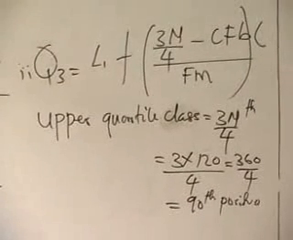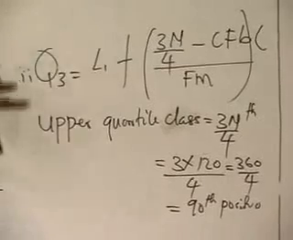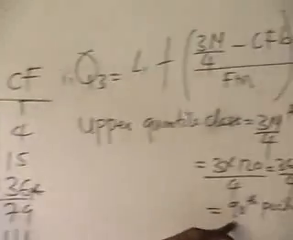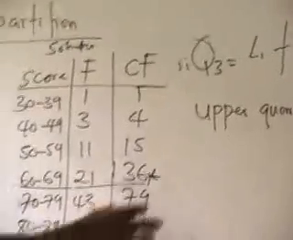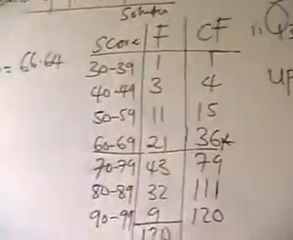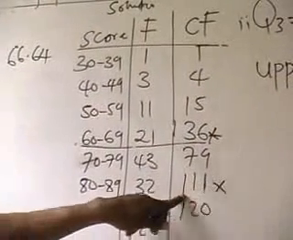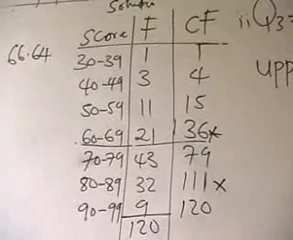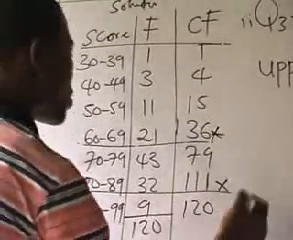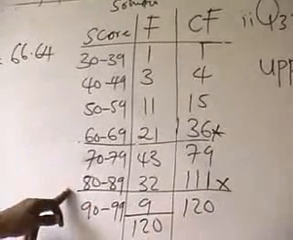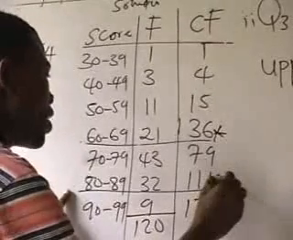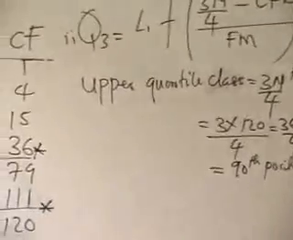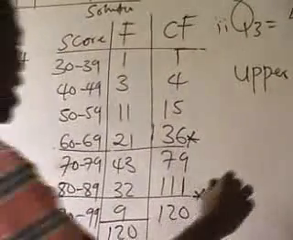Now, since it is 90, let me come to my cumulative frequency. I will look for the first number that is up to 90 or even more than 90. Is this one up to 90? None of these is up to 90 except here. So this one is up to 90 and even more than 90. This now becomes our upper quartile class, because this is the first number to be up to 90 and even more than 90. Are we together?